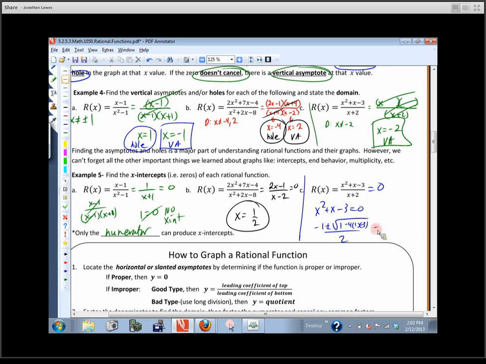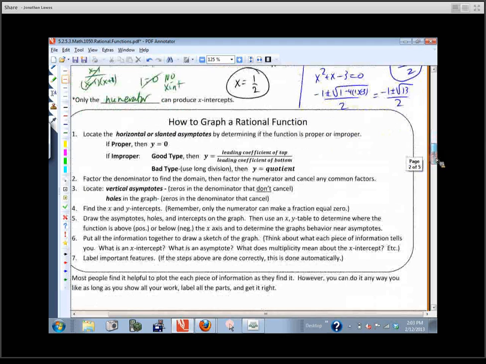Negative 1 plus or minus, let's see, I'm going to be adding 12. So this is a 13 over 2. So this is kind of ugly, but here are the x-intercepts. Negative 1 plus radical 13 over 2, and the other one is negative 1 minus radical 13 over 2. Now, luckily, that doesn't happen very often. Usually, they try and make these pretty nice. Okay. Any questions?